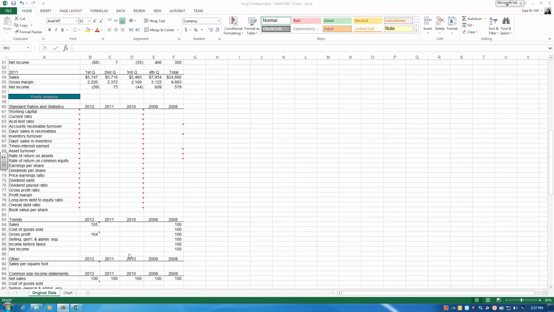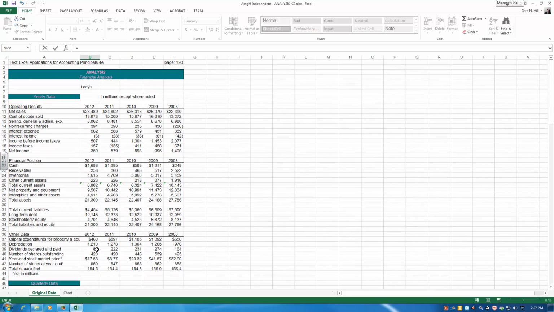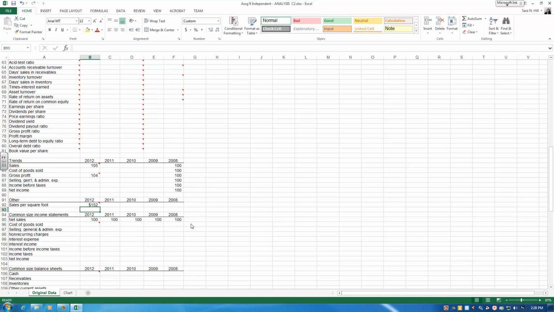Let's also give you sales per square foot. Here we're just going to take our sales and go ahead and divide that by the total square feet, which they have down here in cell B43. So we got our check number of 152. Moving right along.